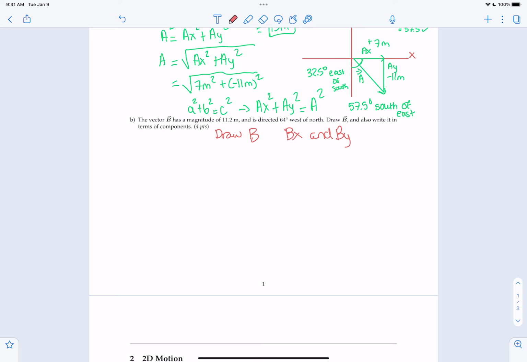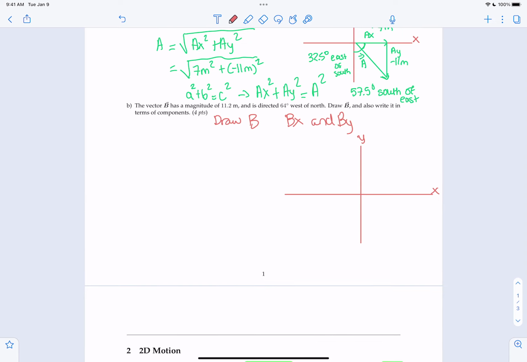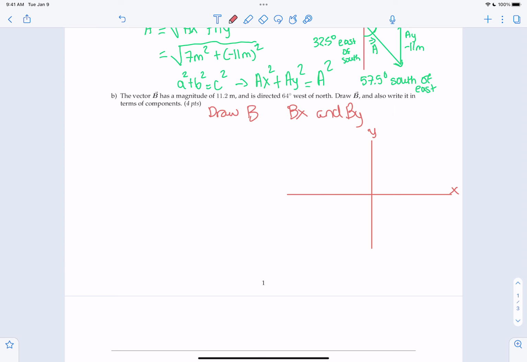So in that case, we would have to draw another coordinate plane here. No, that's horrible, but okay, we'll take it. This is positive y, positive x here, right? And our magnitude is 11.2, directed 64 degrees west of north.